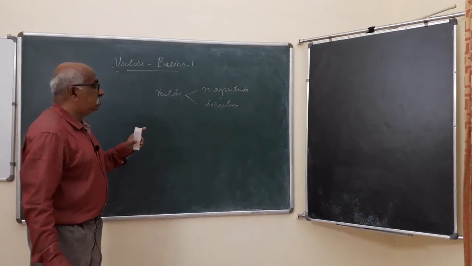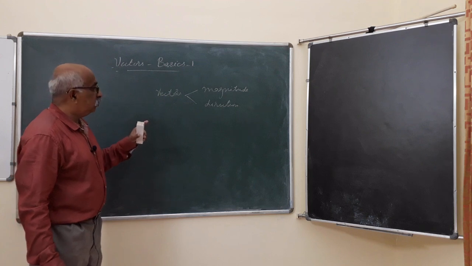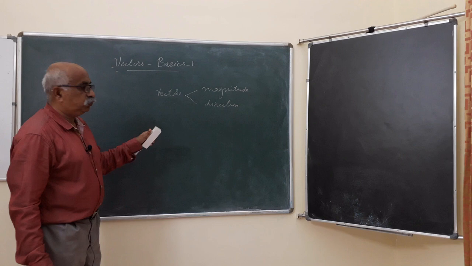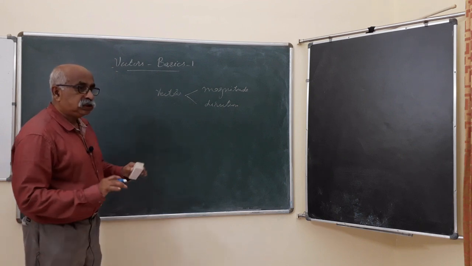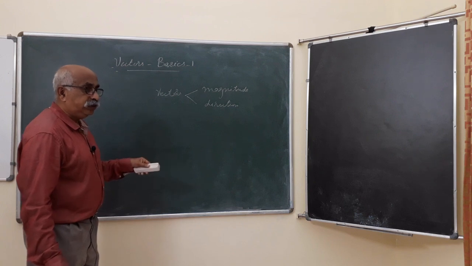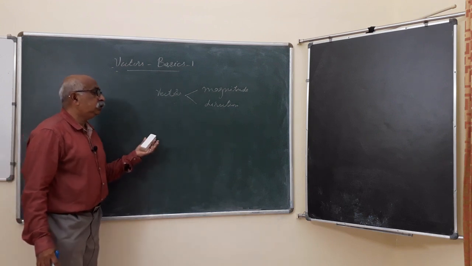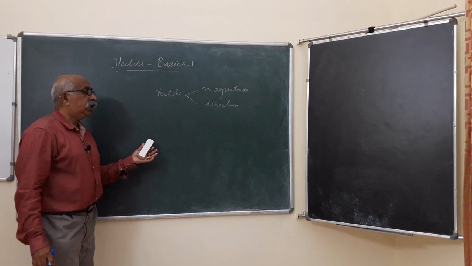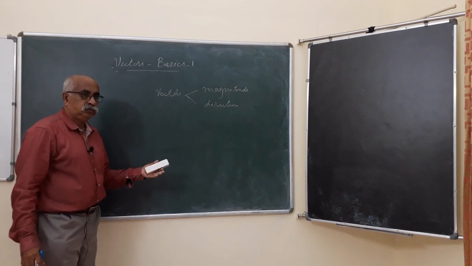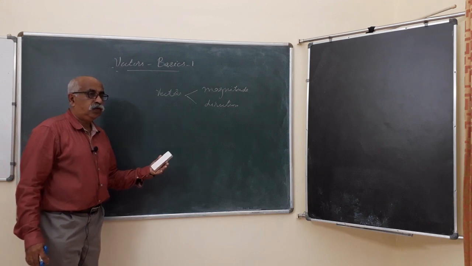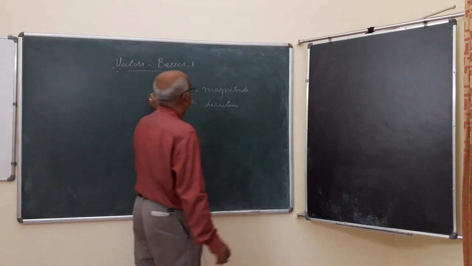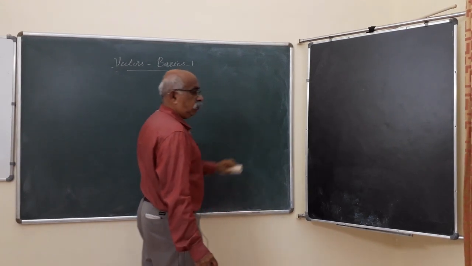Examples of vectors: displacement, velocity, acceleration, force, momentum. All these are vector quantities. Those quantities whose specification do not require a direction are called scalars. Mass, density, temperature are examples of scalar quantities.